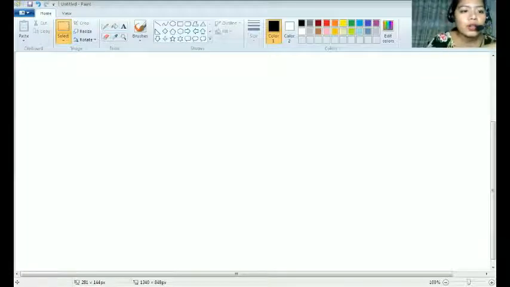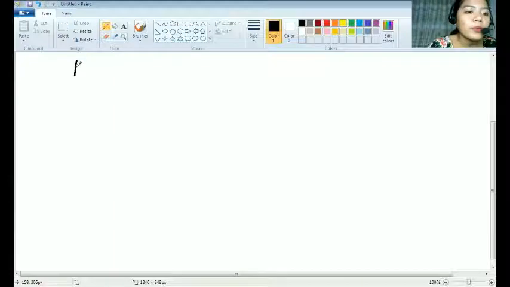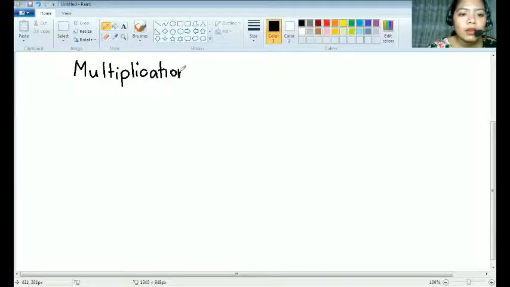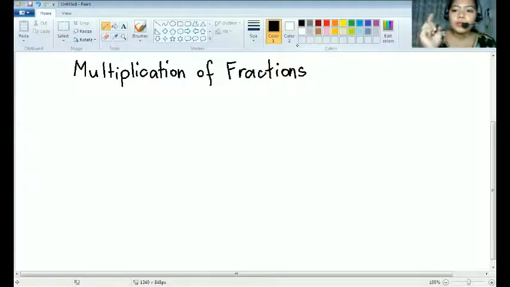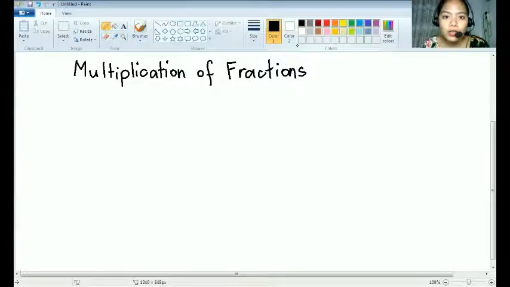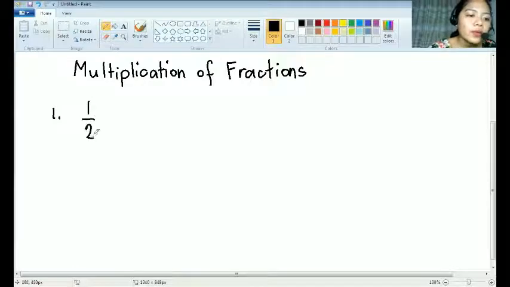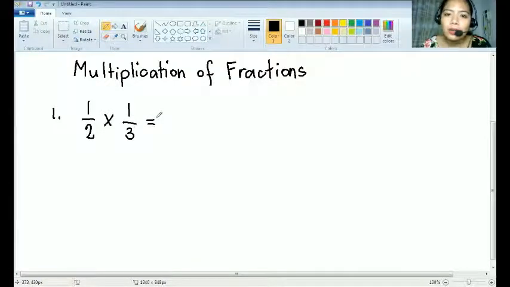Okay, so for our first lesson ay ang multiplication of fractions. Okay, so para sa akin, itong multiplication of fractions ang pinakamadali sa lahat ng operations ng fractions. So bakit ko nasabi? So sige, magbibigay ako ng examples. So number 1, example, 1/2 multiplied by 1/3.